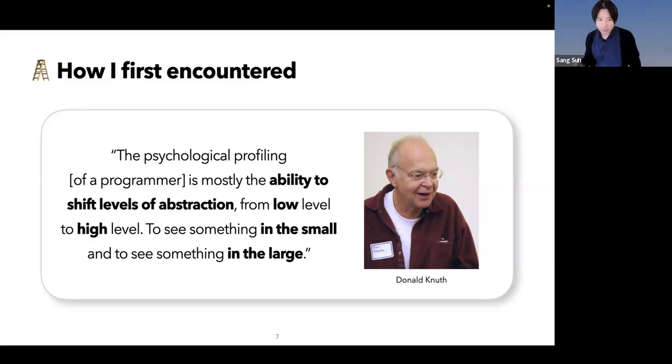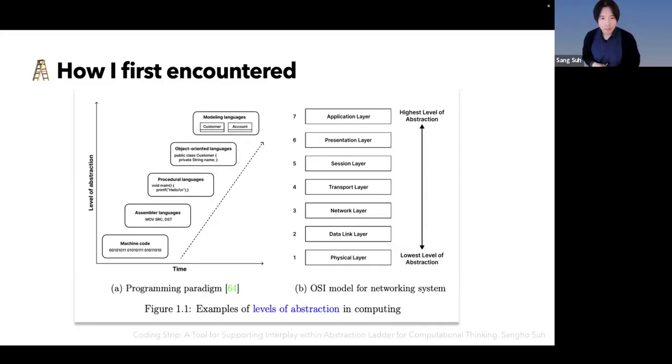And as Donald Knuth describes here, I think our ability to move between different levels of abstraction is something that you learn when you study something like computer science or engineering. And when I say I learned it in courses, I'm talking about concepts like the OSI model or computer languages that are often explained using levels of abstraction.